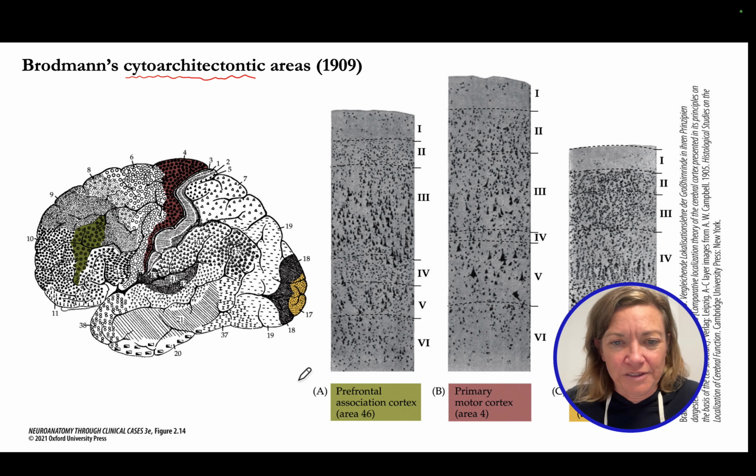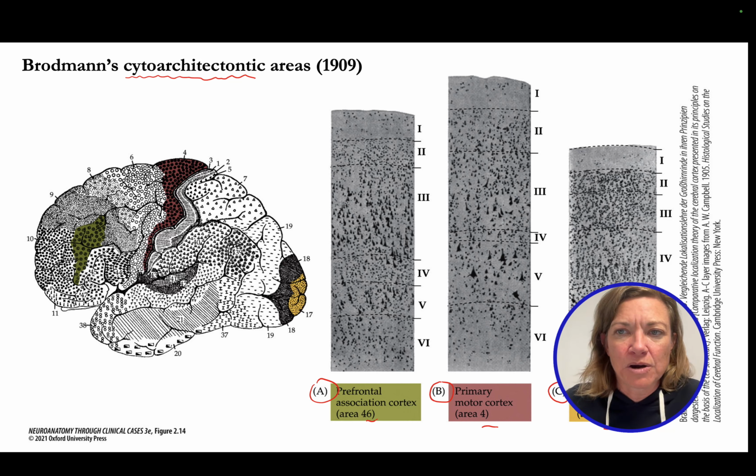And you can see here we've got 3 areas of cortex: the prefrontal association cortex in green, the primary motor cortex, of course, in pink, and the primary visual cortex in yellow. And these are Brodmann's areas 46, 4, and 17. And in columnar organization, although all 3 have 6 layers, they look visibly different. And that's what he based this structural map on. So it wasn't a functional map, but it happens to map fairly well to function.